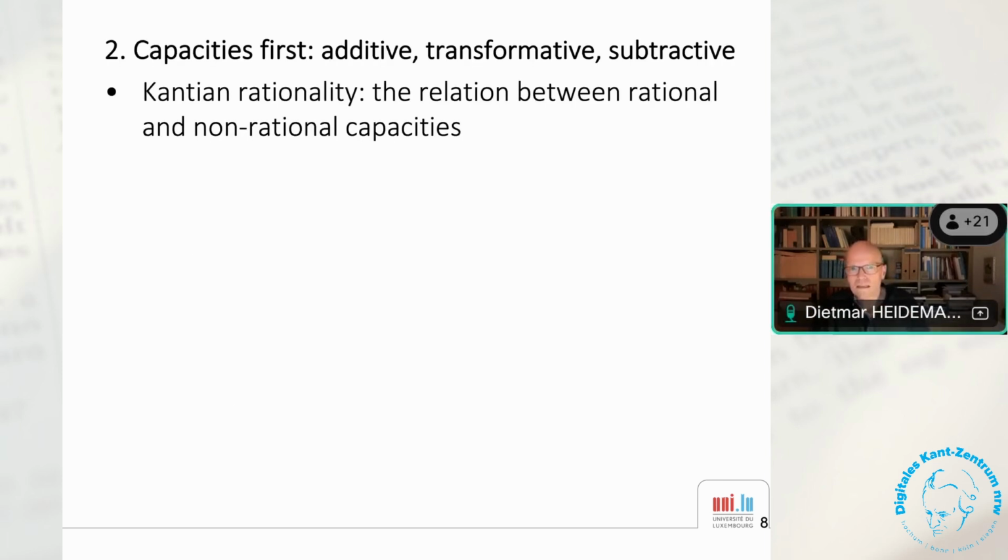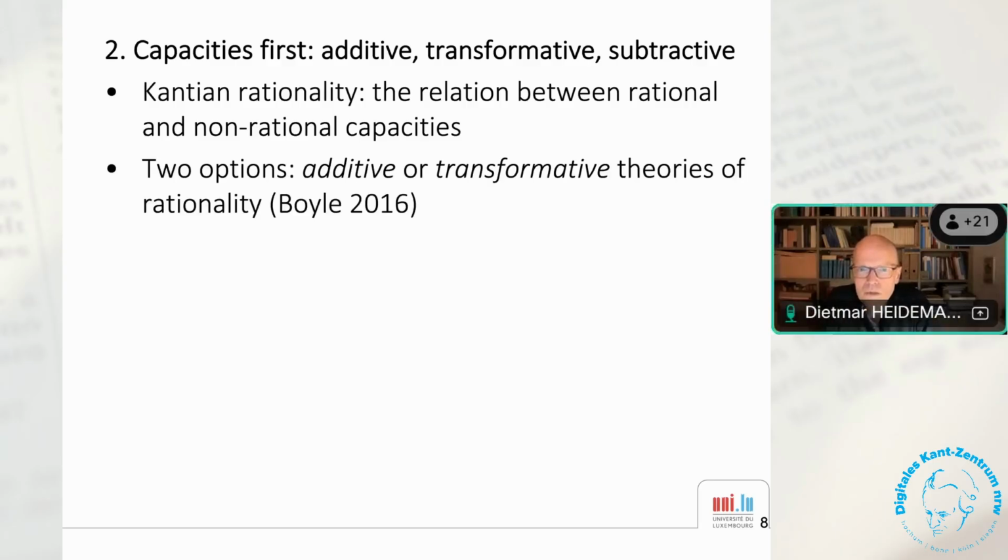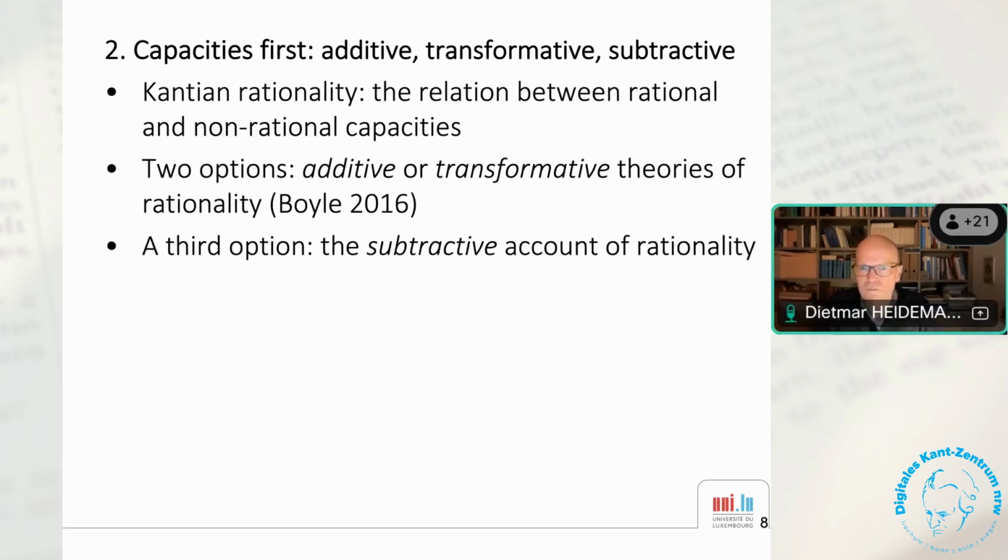So, as I said, Kantian rationality must be, according to the idea of faculty-capacitism, explained by determining the specific relation between rational and non-rational capacities. We have two options on the table proposed by Boyle: additive and transformative theories of rationality. But as I said, I think this distinction is not exhaustive. There's a third one, and maybe a fourth one, and even more than those. If you follow the discussion in the literature, you can easily get the impression that people think it's exhaustive, that there are no more options. But I think there are.